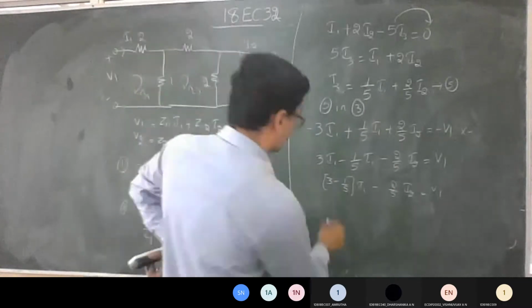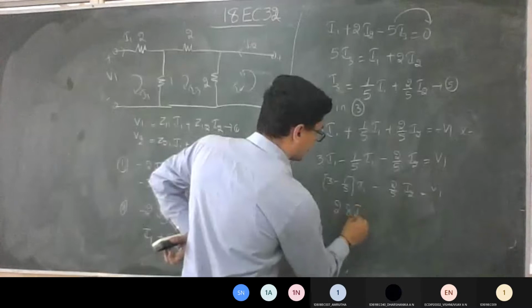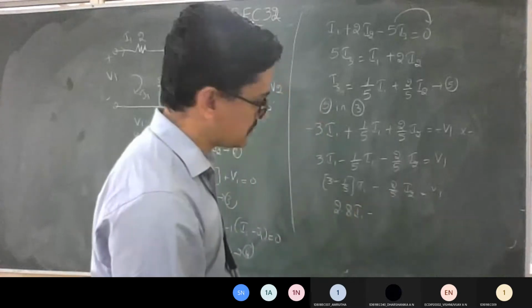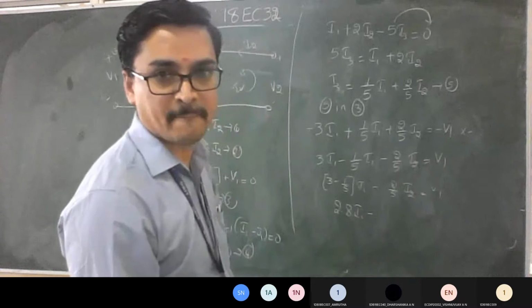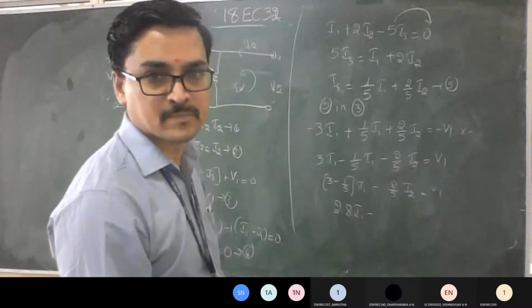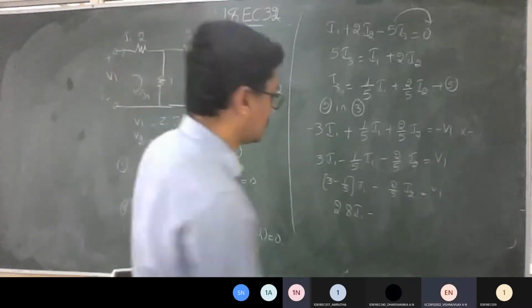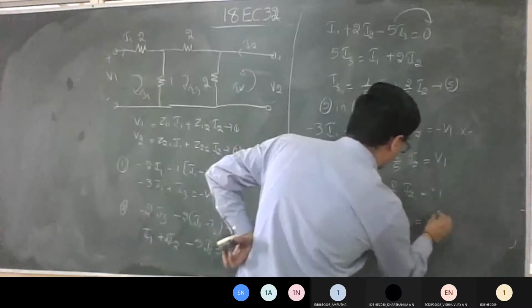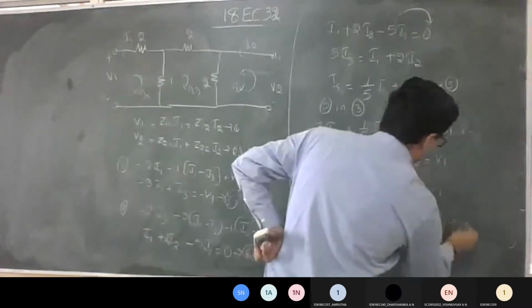2.8, sir. 2.8 I1. And what is 2 by 5 here? 2 by 5. 0.4, sir. 0.4 I2 equals to V1. So you can call this as equation number 6.